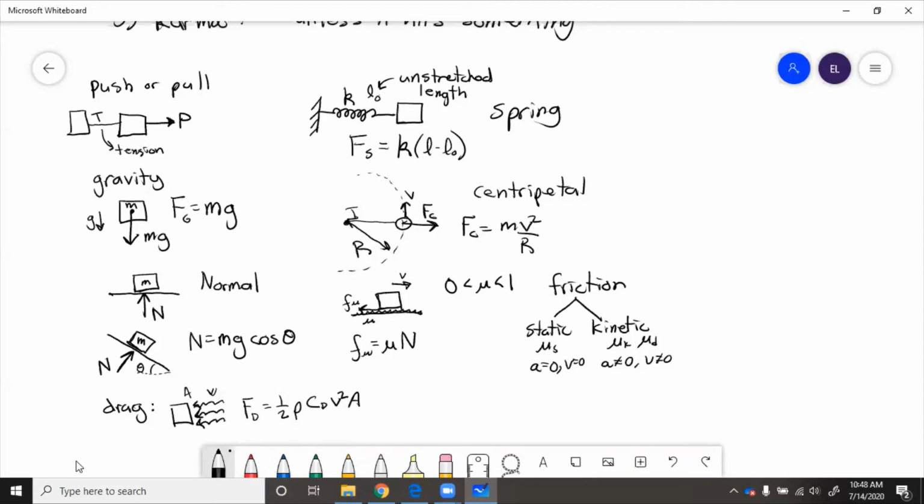Drag force is something that you would only take into account if you are not using the particle approximation. So if size and shape matter, you will need this. That's for rigid body motion, which we'll get into in a couple weeks. So just keep this force formula in mind because we'll use it eventually.